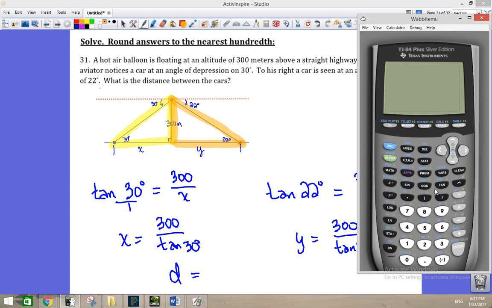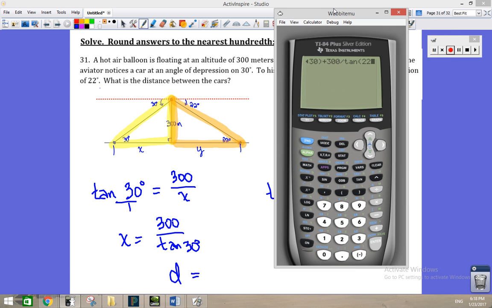So let's just jump to a calculator. Double check that we're in degrees and that we're rounding to the nearest hundredth, so we've got it set up right. So we've got 300 divided by the tangent of 30. I want to close that parenthesis, and then I want to add 300 divided by the tangent of, what was it, 22? Yeah.